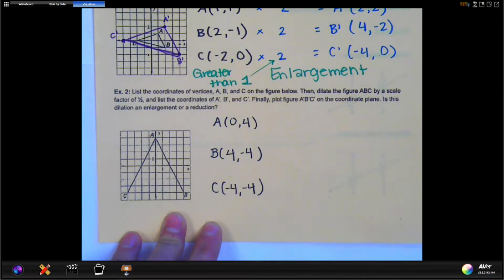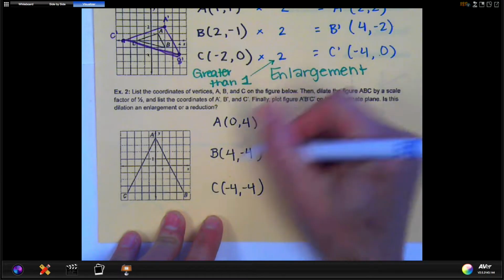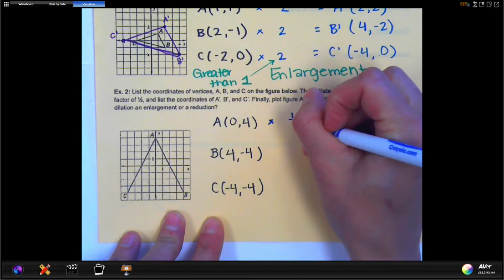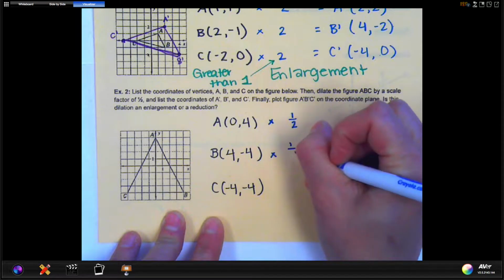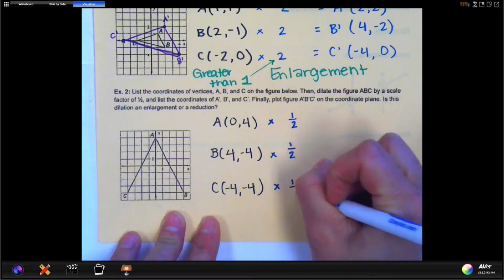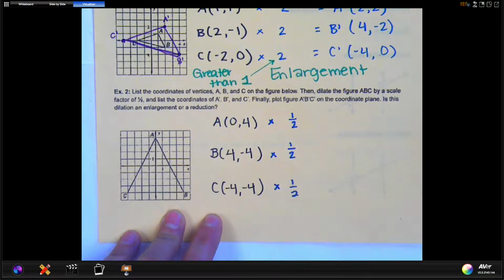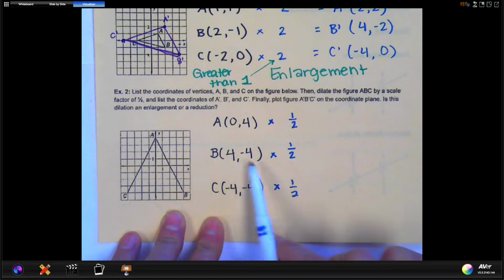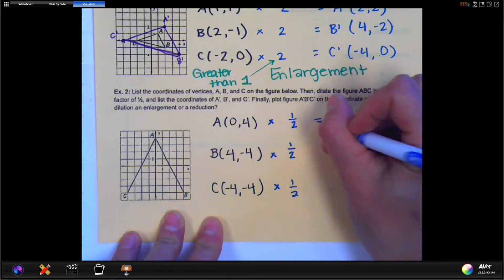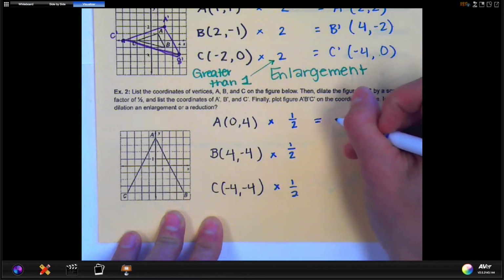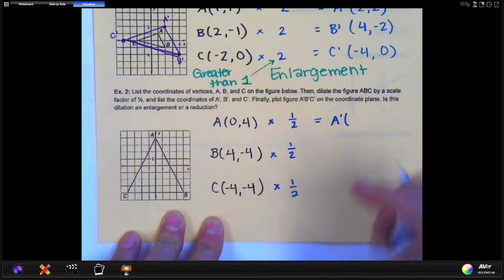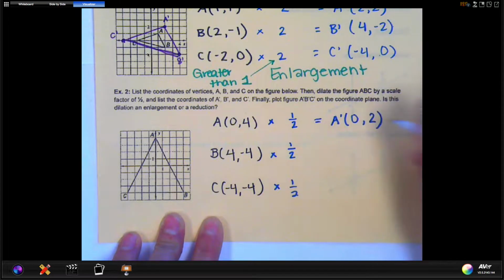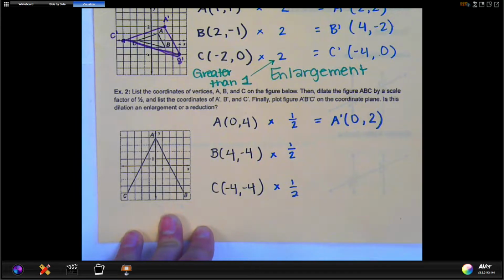So if you remember from our last video, we're going to take our pre-image and we're going to multiply it by our scale factor. This time, our scale factor is less than 1, so we know that it should reduce the size of our figure. So when I multiply by 1/2, I'm going to multiply each number by 1/2 and get my prime coordinates here. So A prime, 0 times 1/2 is still 0. 4 times 1/2 is 2. And so A prime is going to end at 0, 2.